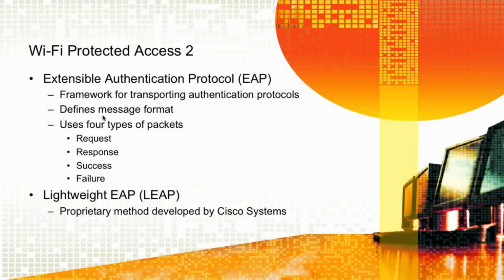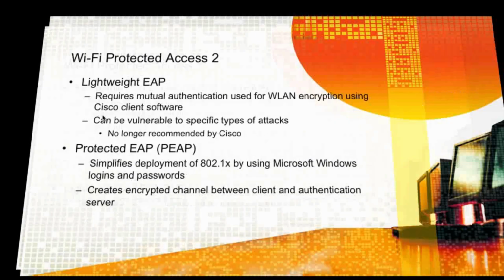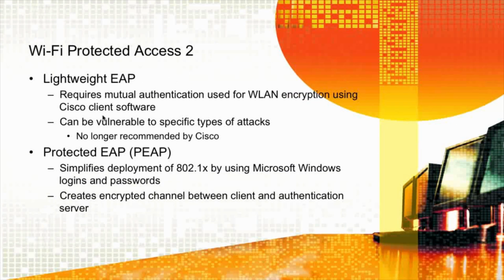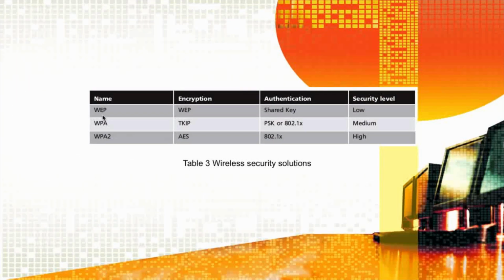Lightweight EAP, or LEAP, is a proprietary method developed by Cisco Systems. It requires mutual authentication used for wireless LAN encryption using Cisco client software. It can be vulnerable to specific types of attacks and is no longer recommended by Cisco. PEAP, or Protected Extensible Authentication Protocol, simplifies the deployment of 802.1x by using Microsoft Windows logins and passwords. It creates an encrypted channel between the client and authentication server.